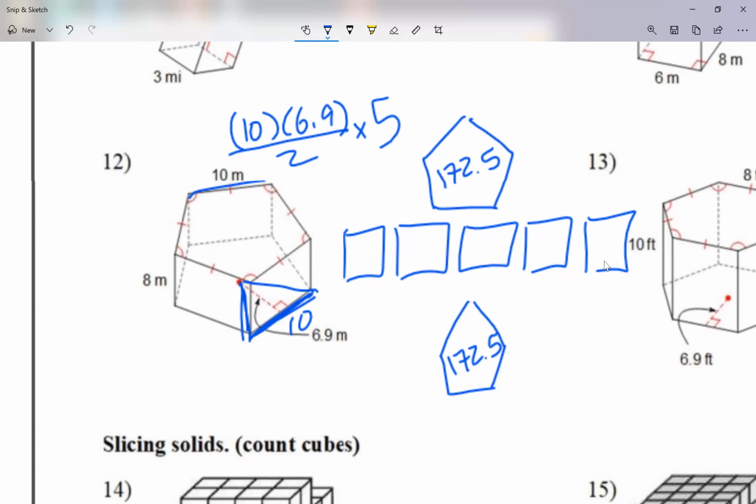So see how I got the area of one triangle? And then multiply by how many sides there are. So each of the bases is 172.5. Good. Let me not worry about this triangle anymore.